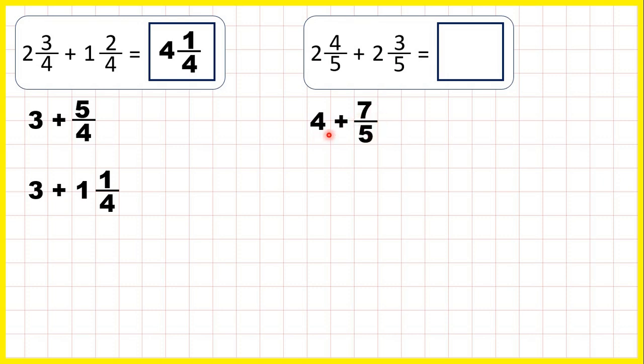But again, we can't write 4 7/5 as our answer, because we can't have an improper fraction in a mixed number. So we need to change 7/5 back into a mixed number. That's 1 2/5, because 7 divided by 5 is 1 remainder 2. Or 1 times 5 is 5, but then you need 2 more to get 7. So we have 4 plus 1 2/5, which gives us 5 2/5 as our answer.